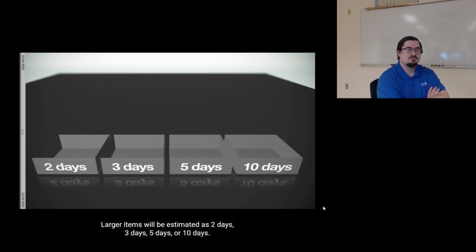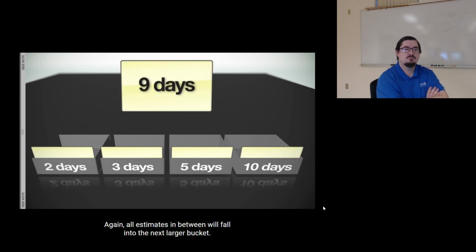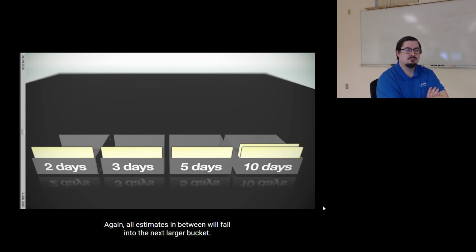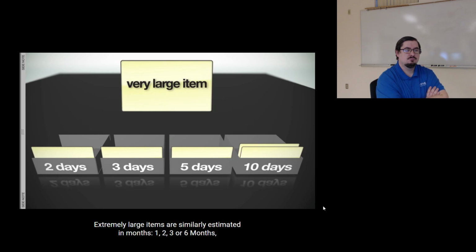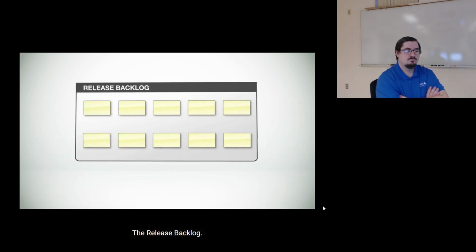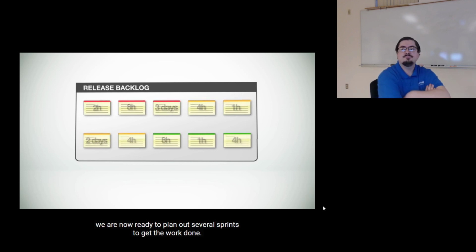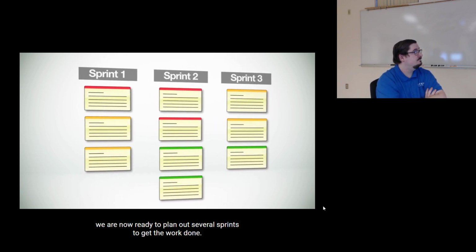Larger items will be estimated as 2 days, 3 days, 5 days, or 10 days. Again, all estimates in between will fall into the next larger bucket. Extremely large items are similarly estimated in months: 1, 2, 3, or 6 months. But the reality is that such items will need to be broken down substantially before work actually begins. We'll come back to these estimates in just a minute. But for now, let's get back to this, the release backlog. With a prioritized set of user stories and the estimated amount of work at hand, we're now ready to plan out several sprints to get the work done.